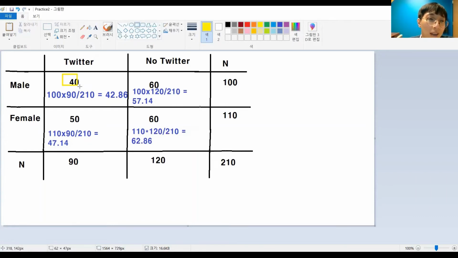The yellow box here is the observed frequency. And the green one and the blue one, these numbers you calculated, are the expected frequency for each cell.